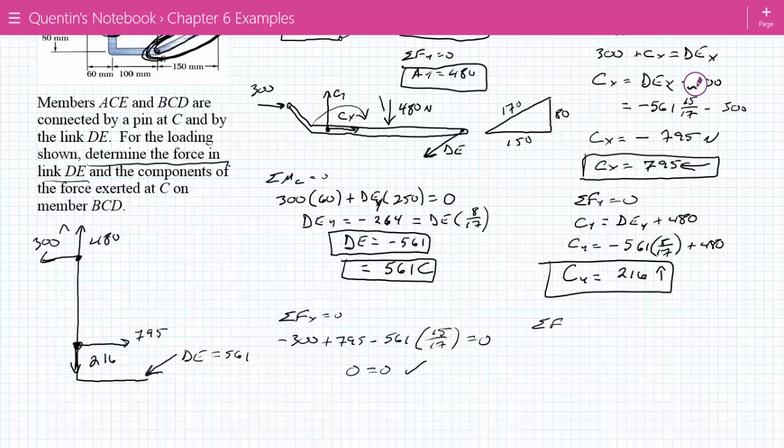And sum of the forces in Y is equal to 0. What do we have? We have 480 minus 216. In this case, it's going to be minus 561. The Y component of it is 8/17. And this does also show us that 0 is equal to 0. So it just shows us that we did get the right answer.